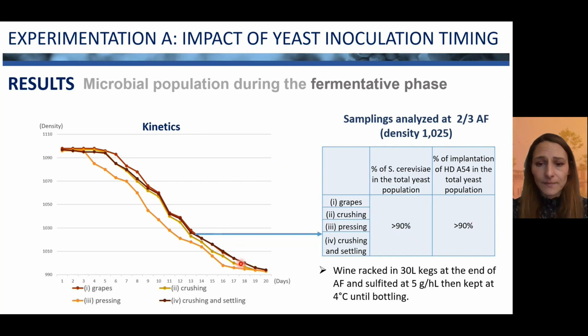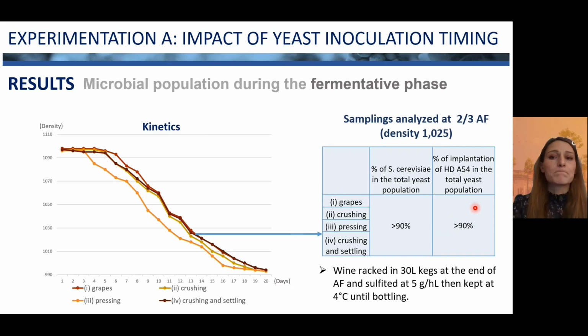We analyzed the yeast population at 2/3 of the fermentations, or approximately where the blue arrow is. And we can see that in the 4 different scenarios, more than 90% of the total yeast population was Saccharomyces cerevisiae, and more than 90% of the total yeast population was HTA54.